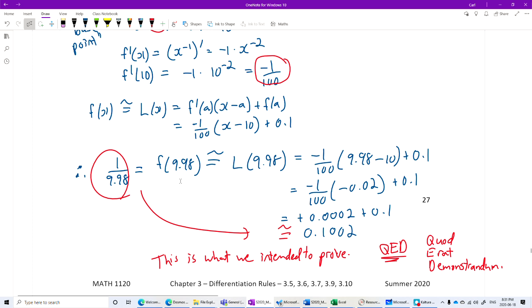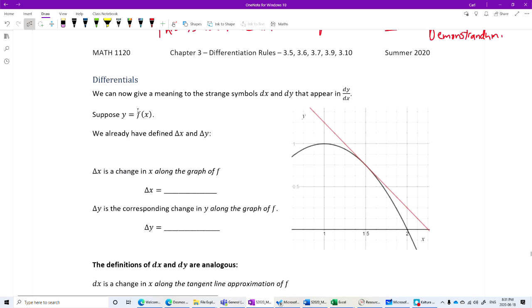And so in the next video, we're going to be looking at differentials, which is very, very closely related to linear approximation. It's practically the same thing. See you then.